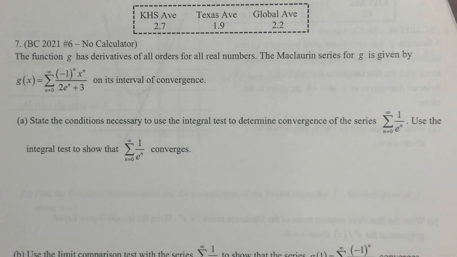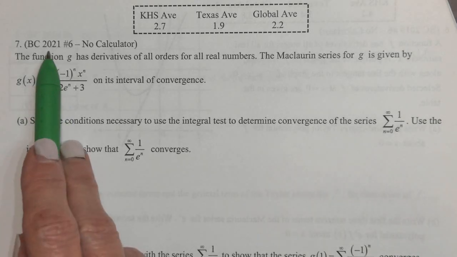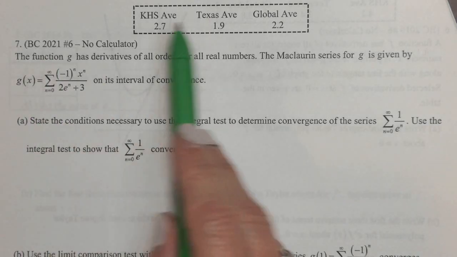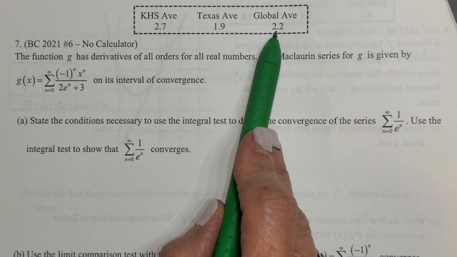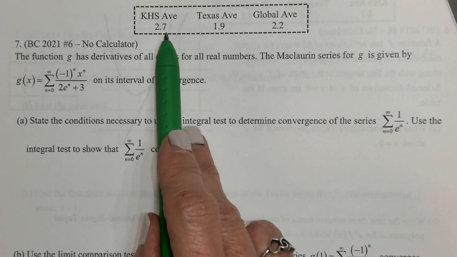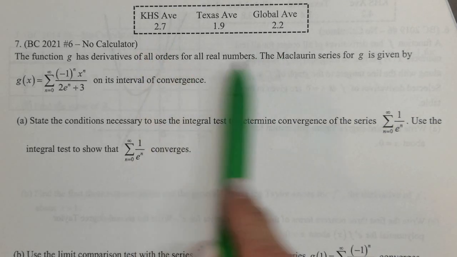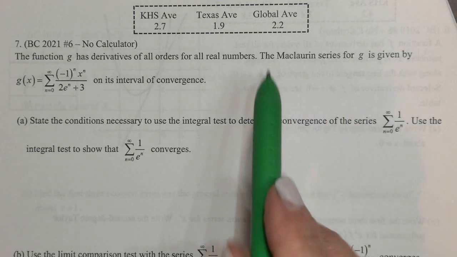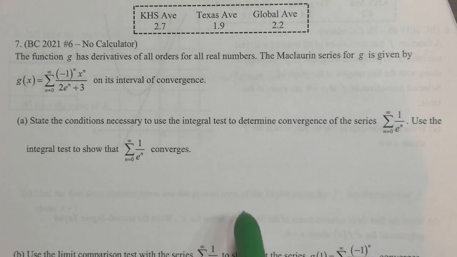Okay, number 7. This was the one from 2021. Look at how low the global average was. That's really low for us as well. So, really, really low. Let's see what made it so hard, okay?